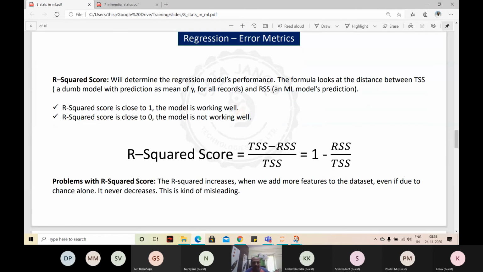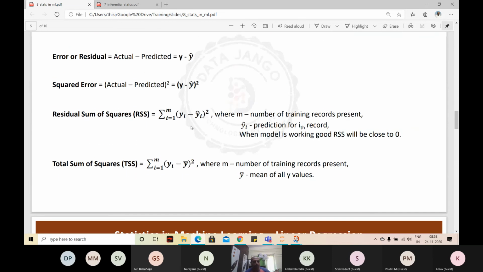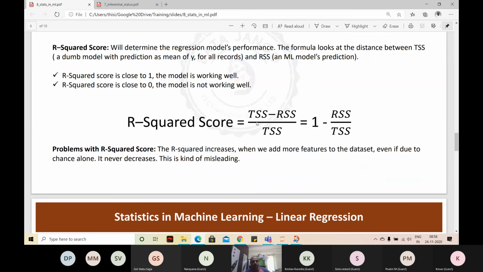Suppose that RSS is actually coming close to zero. What will happen to this formula? You get TSS divided by TSS, right? Almost TSS divided by TSS. Then it's going to be 1. So RSS is close to 0, that means what? The model is working well, right? So if RSS is close to 0, the model is working well. That means the R square score value should be close to 1.